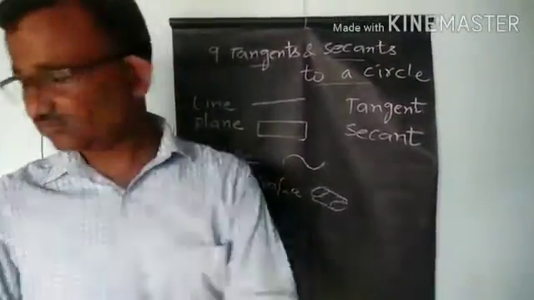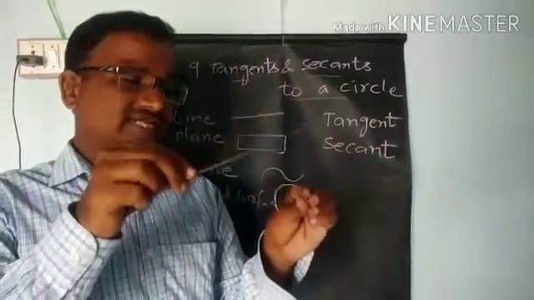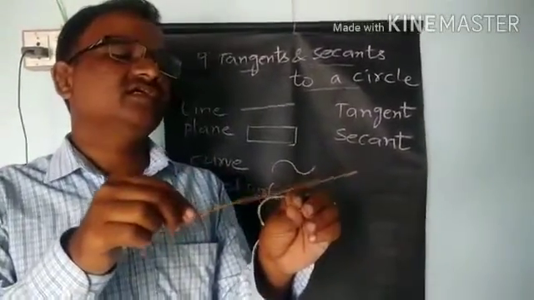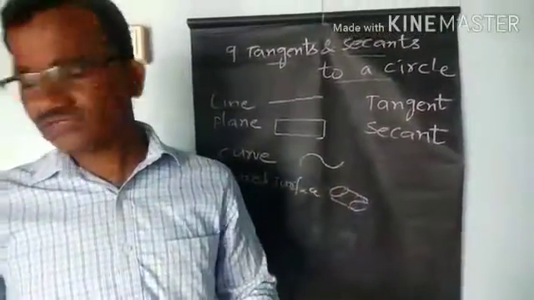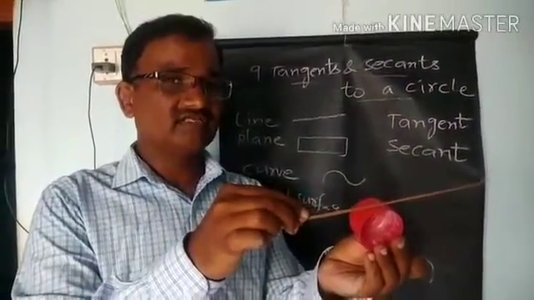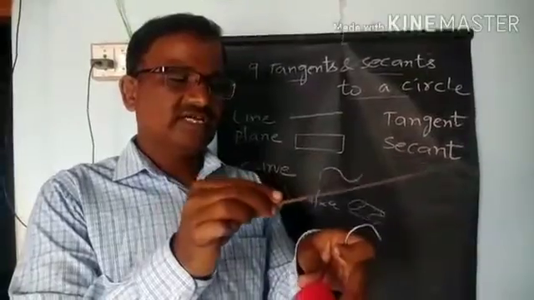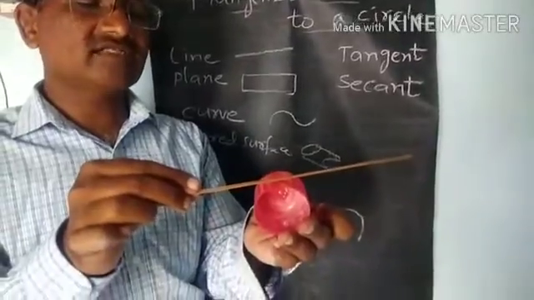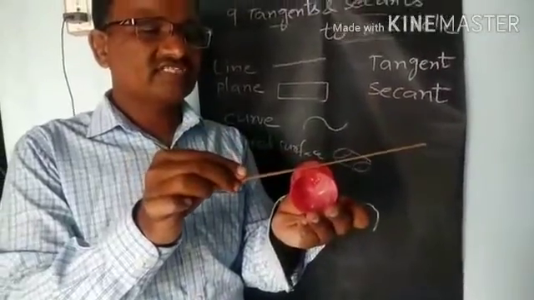I'm taking a line and I am taking one curve. A line that touches the curve exactly at one point. Just keep that in mind. Suppose I take a curved surface: a line that touches the curved surface exactly at one point. That means a line that touches a curve or curved surface at exactly one point.